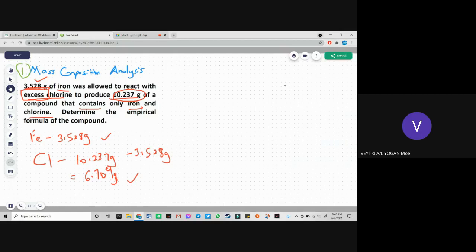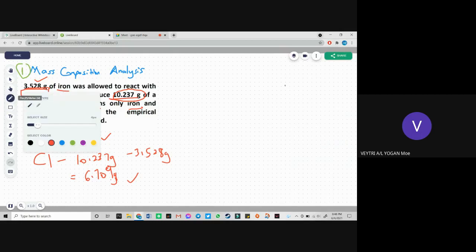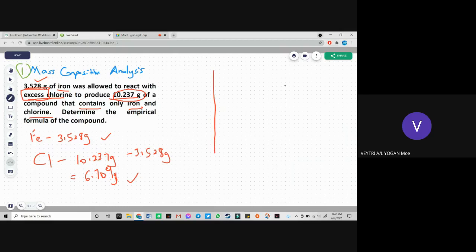Okay. As usual, buat table dulu. Your table is very important. The first column is your element. Kalau salah Fe, you guys tulis I ke something, gone. Memang the whole table will be wrong. 0 marks automatically. So please be very careful with details.